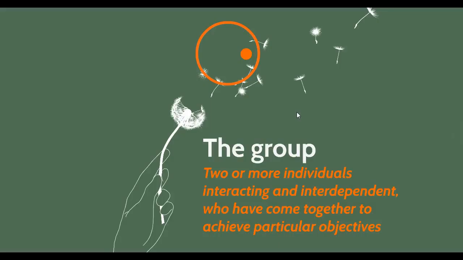A group or a team are pretty interchangeable: two or more individuals interacting and interdependent who've come together to achieve particular objectives. Now, the key word there, they have to have something to do with each other, and they have to be interdependent. One individual depends on the other individual. And so we're looking at the issue of synergies between individuals towards a group goal or a single goal or a set of goals that individuals work together towards, and they're the objectives element.